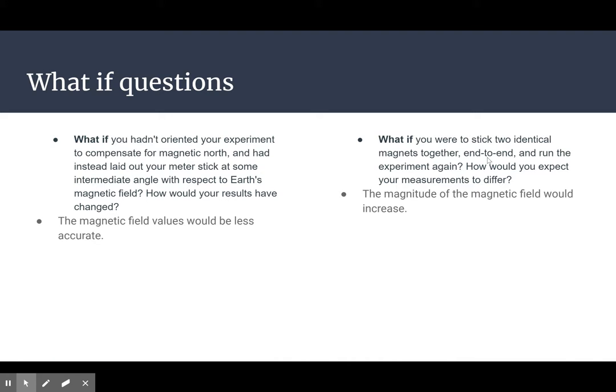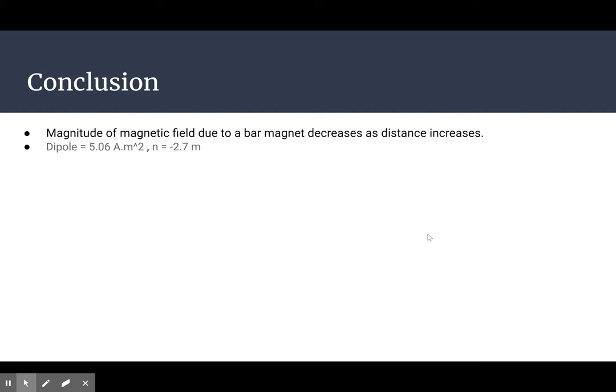And the second question: what if you were to stick two identical magnets together end to end and run the experiment again? How do you expect your measurement to differ? The answer is that the magnitude of the magnetic field would increase. In fact, it would double, but it would still be in the same direction.